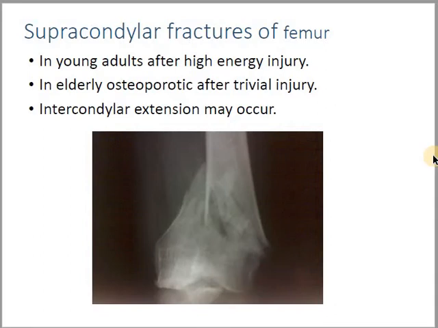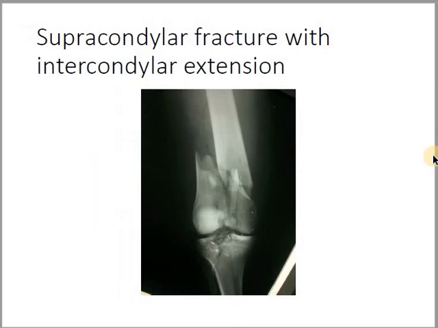Next slide. You see, this is an X-ray of a patient with a supracondylar fracture of the lower femur, and if you follow the line in the middle, it goes right into the knee joint, in the middle of the knee joint, the intercondylar extension. This makes the fracture an intra-articular fracture also, which needs perfect reduction and fixation.